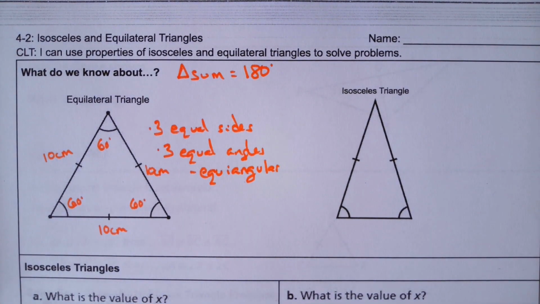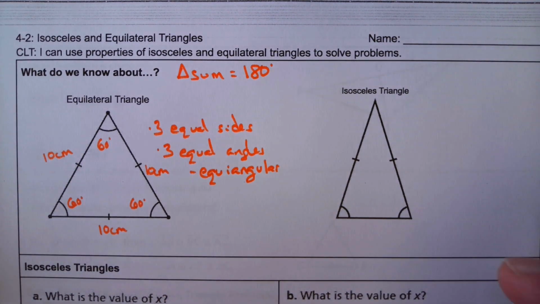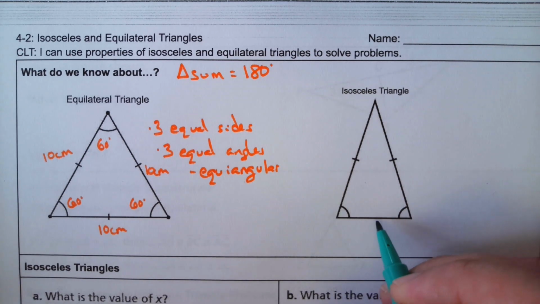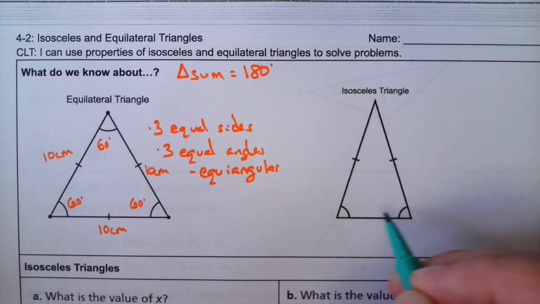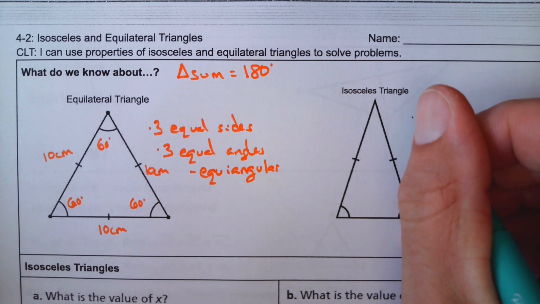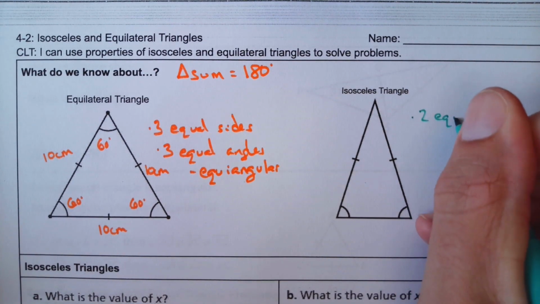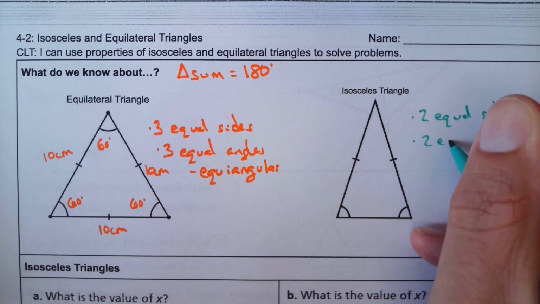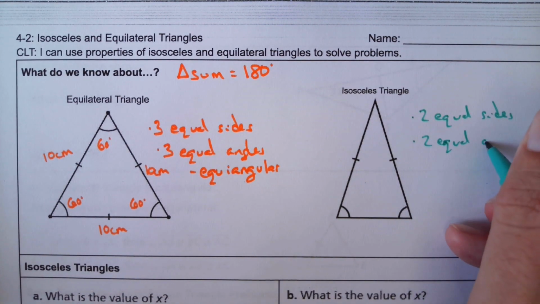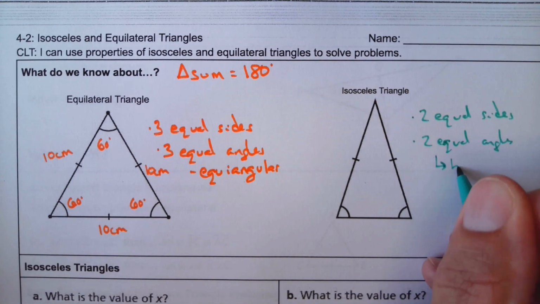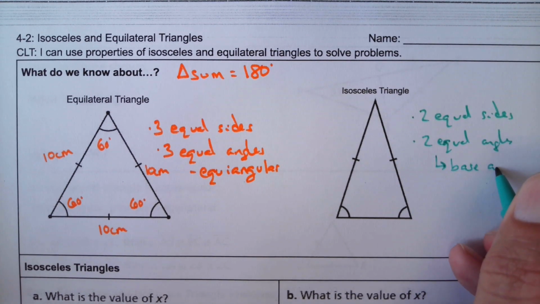Isosceles triangles, if we look at them, you notice that we have 2 sides that are the same, but one side is different. And we have 2 angles that are the same, but the third angle is different. So in isosceles, we have 2 equal sides and 2 equal angles. The 2 equal angles are called the base angles.